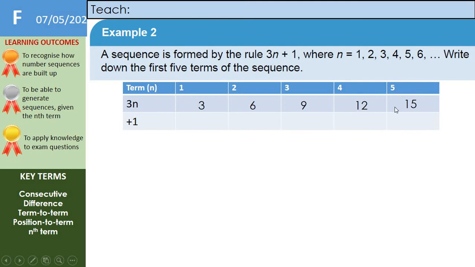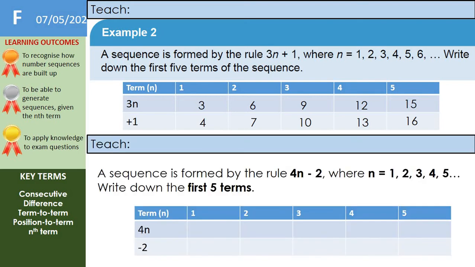But that's not our finished sequence, because we've only done this part of it. Now I've got to add 1 to all of the answers here. So our actual sequence is there. We've created the sequence, we've written the first 5 terms for the sequence 3n plus 1. I'm going to show you another example, and then after that you can pause the video and copy down what we've done. So this one's slightly different.